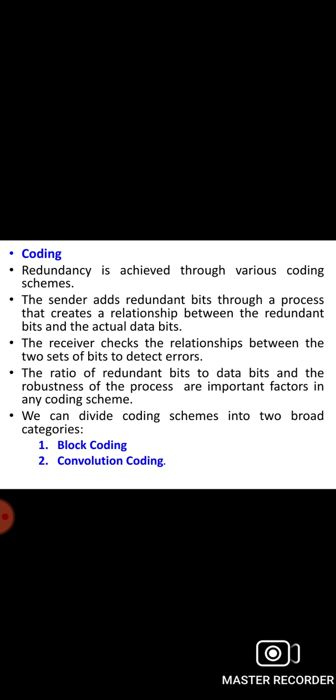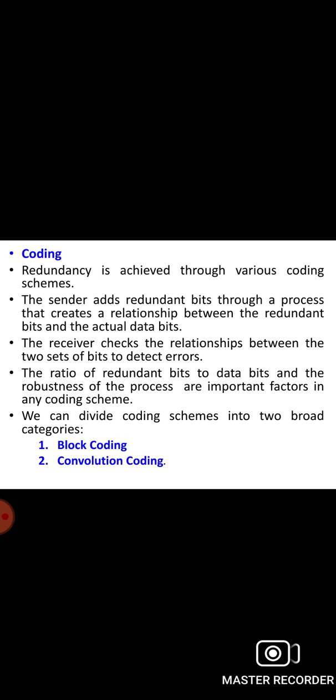Now let's move on to coding. Redundancy is achieved through various coding schemes. The sender adds redundant bits through a process that creates a relationship between the redundant bits and the actual data bits. The receiver checks the relationship between the 2 sets of bits to detect or correct the errors. The ratio of redundant bits to the data bits and the robustness of the process are important factors in any coding scheme.